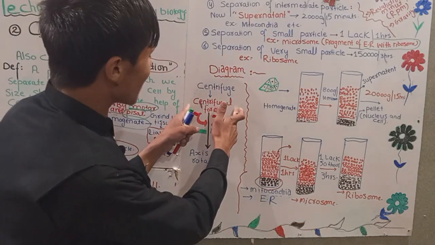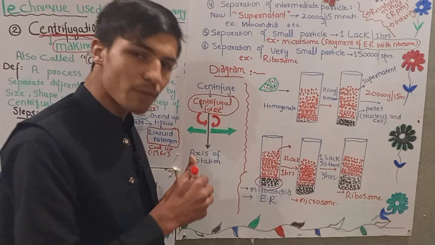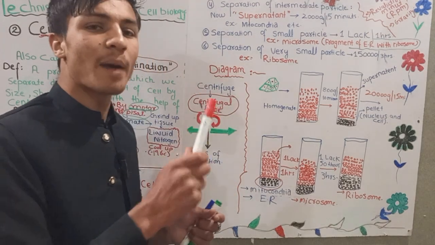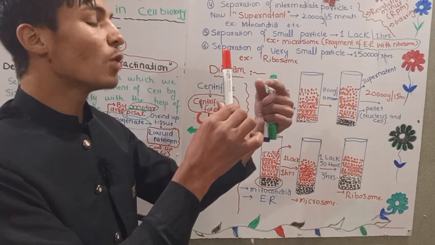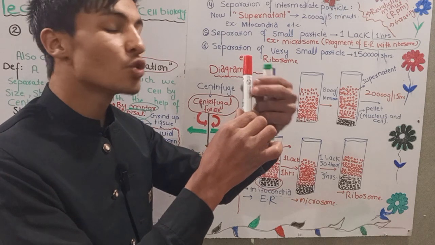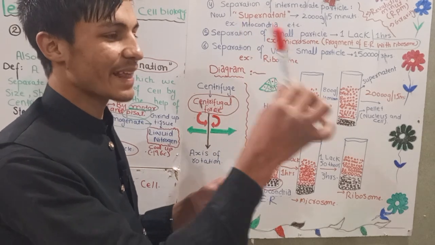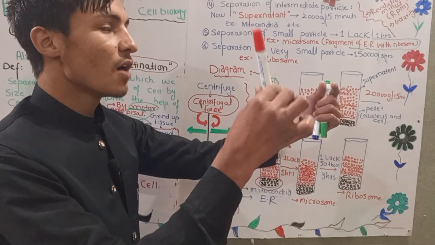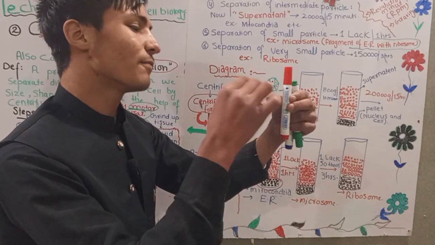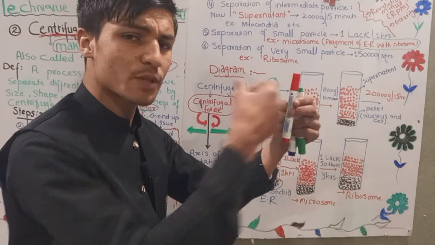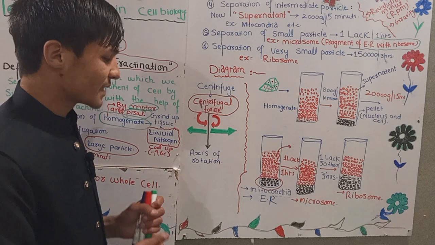First of all, I told you that it works on the principle of centrifugal force. Centrifugal force is a type of force that compels a body which moves in a circular form. Another force acts on that body from outside and compels it away from the axis of rotation. This is known as centrifugal force, and this is the axis of rotation.